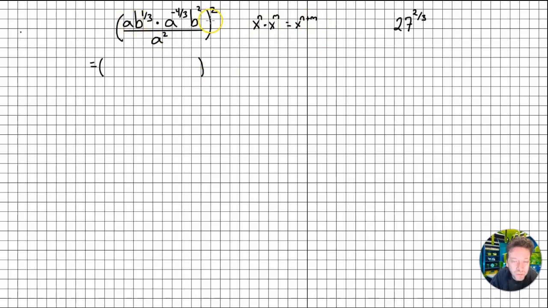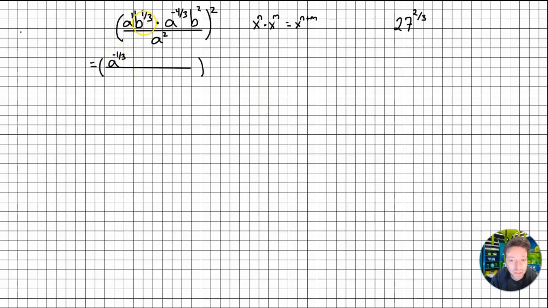So let's just look at the numerator here. Here we have a. There's nothing there, so that's essentially a 1, but we don't usually write 1. So a to the power of 1 times a to the power of minus 4/3. So what we have to do is do 1 plus negative 4/3, or 1 minus 4/3. So that would be a to the power of negative 1/3.